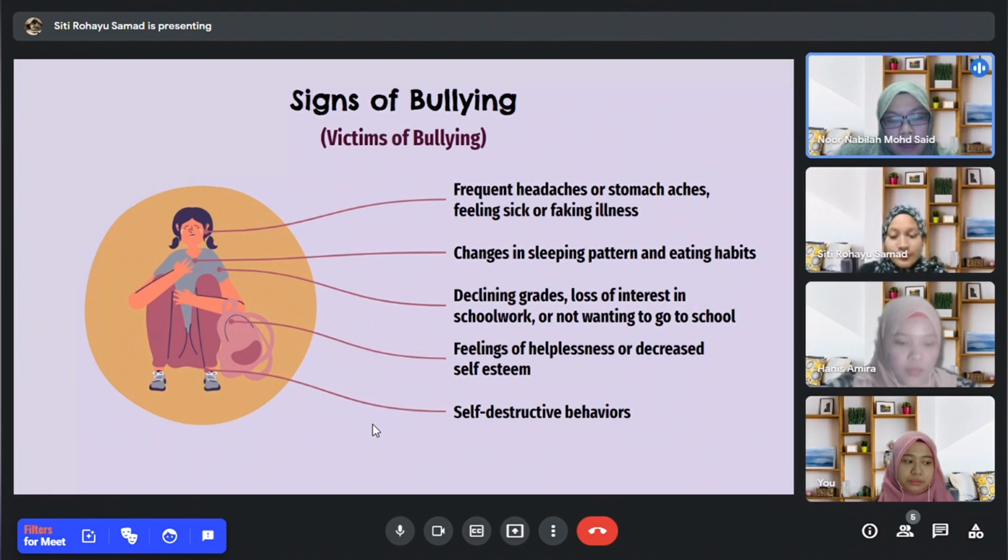And they also have declining grades, loss of interest in schoolwork, or not wanting to go to school. This is because the victims usually suffer from mental illness that will diminish their interest in study. And the next one is feeling of helplessness or decreased self-esteem. Like they tend to be more passive or not sociable in class, as well as at home. And the last one, self-destructive behaviors. They tend to do something that can harm themselves, such as running away from home or talking about suicide due to the stress as well as anxiety they get from being bullied.